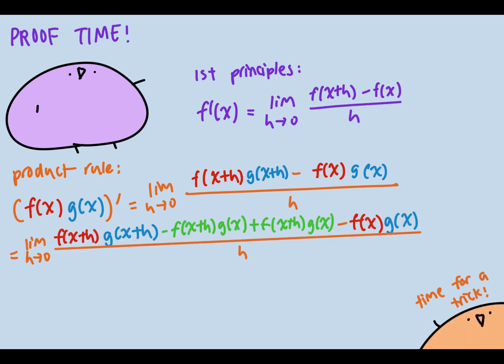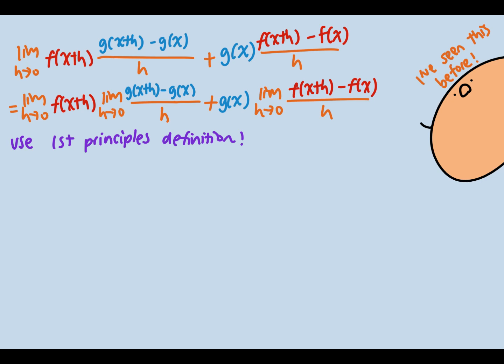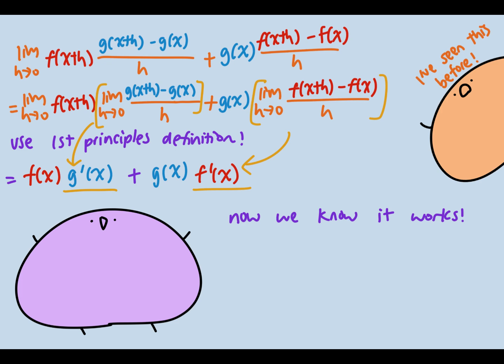The trick is to sneakily add and subtract these additional expressions, which factor out nicely with f(x+h) and g(x). Then we can rearrange some terms to get the product rule.